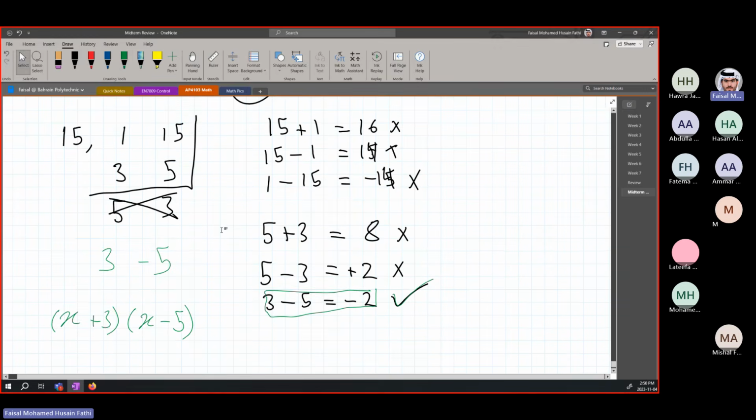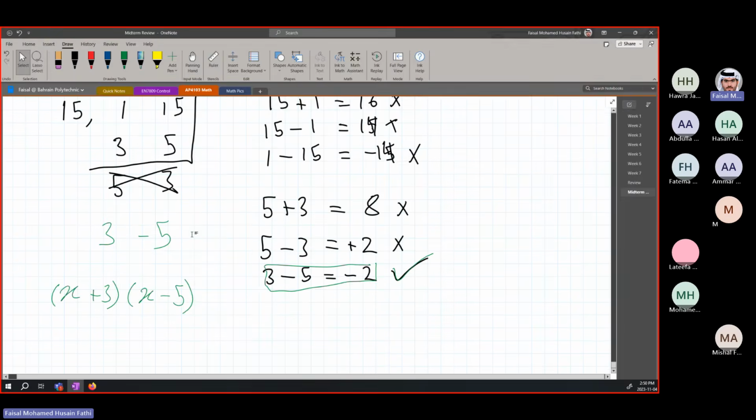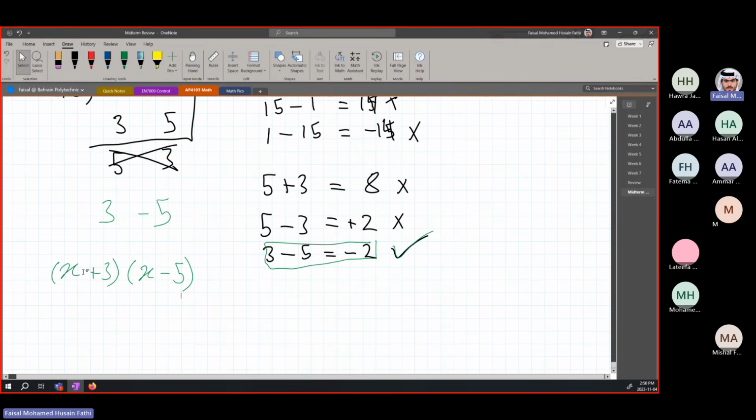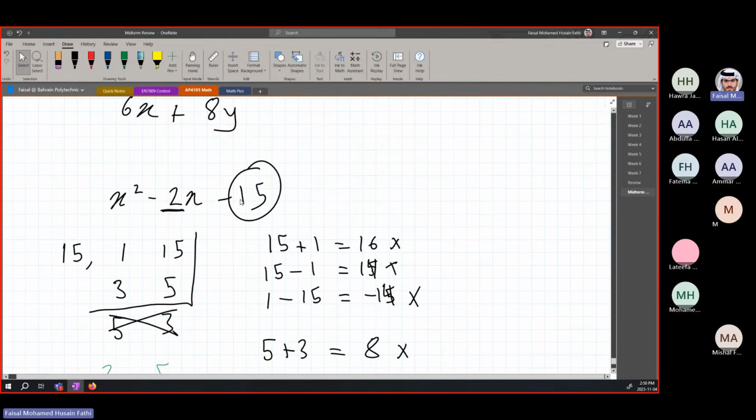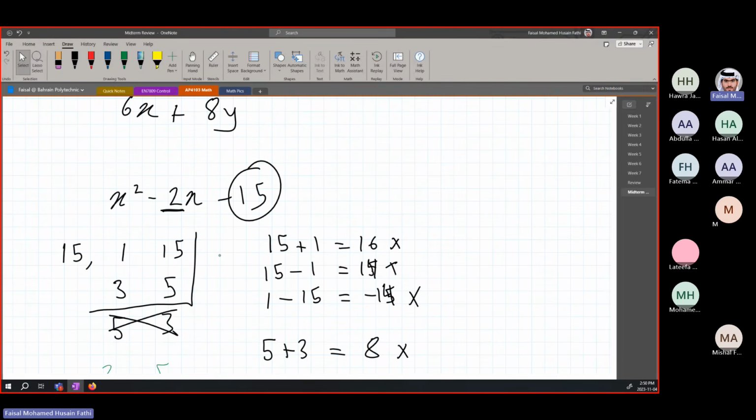Again, I will repeat. You take this 15. Don't care about the sign. You only take the 15. Okay. Let me give you an example. The sign, if it's minus, very simply, it means one of them has to be minus, one of them has to be plus. If the sign is plus, it means both have to be minus or both have to be plus. This is what you need to know.